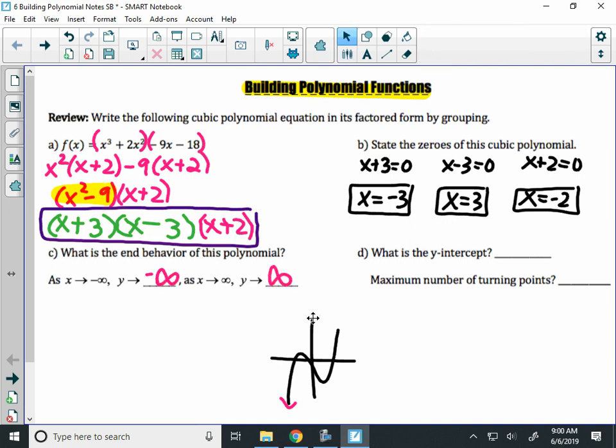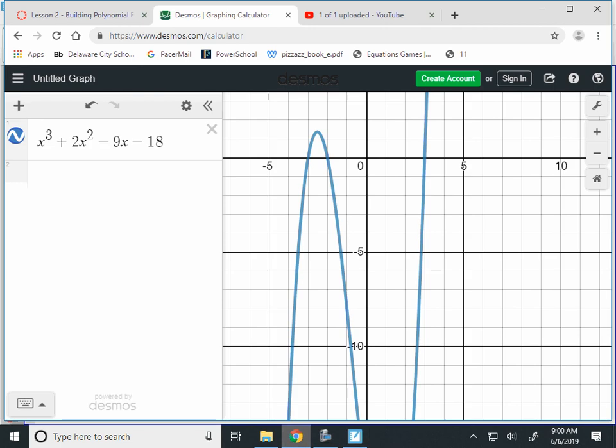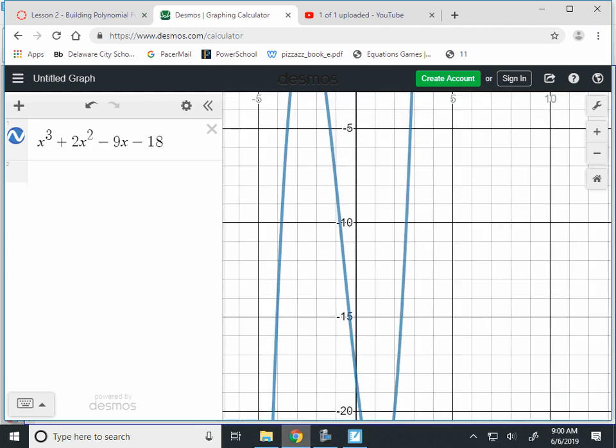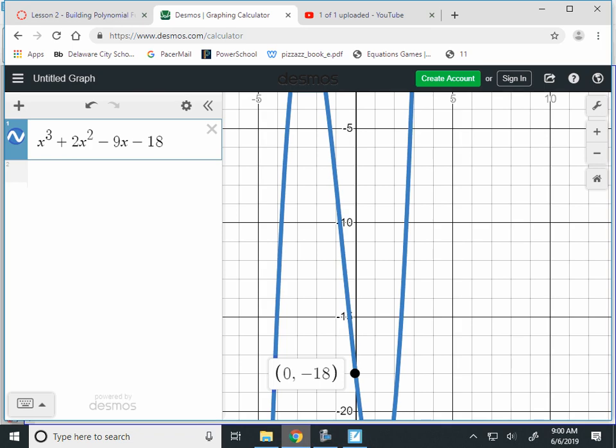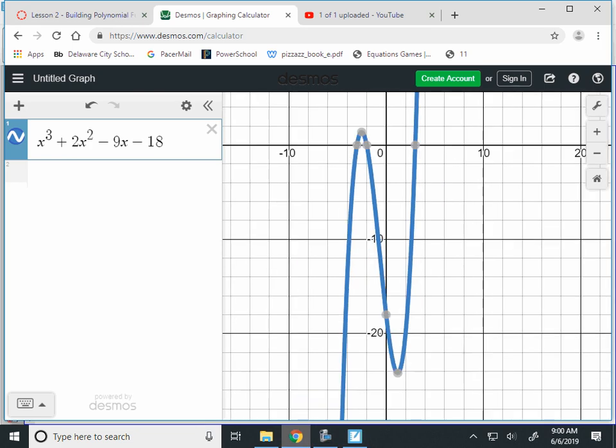Now it says, what's the y-intercept? Well, let's look here. Let's scroll. We can click on it. The y-intercept looks like it's at negative 18. And if I look at my equation, I should notice that the y-intercept is the constant that was on the end of the standard form, same as a quadratic function. If I have degree 3, the maximum number of turning points is 2, and I can see that on my picture. If I zoom out here, there are 2 turning points.